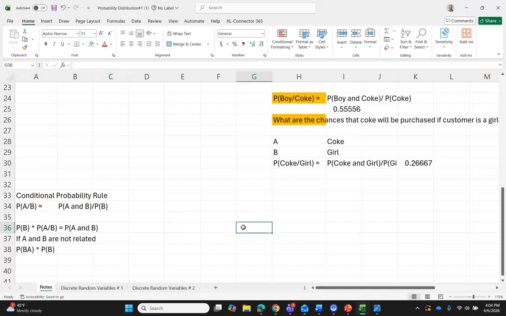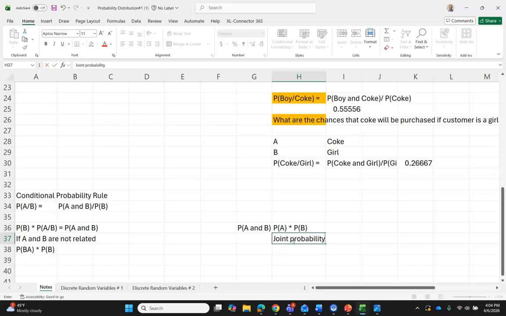Now, you have seen that we have been talking about probability of A and B. This is the same as saying probability of A times probability of B, or we call it the joint probability. So in this case, it means multiplication, but it also means joint probability.